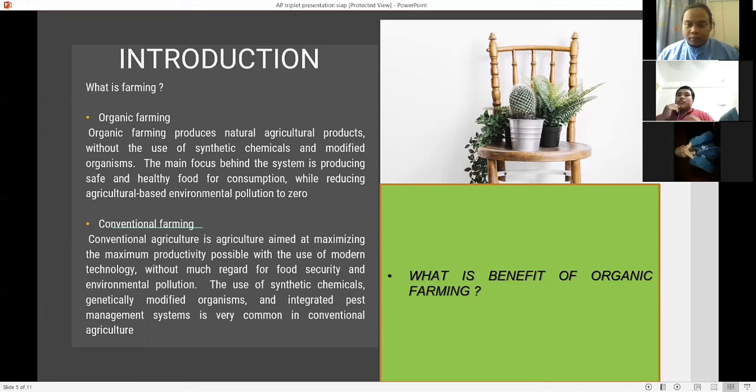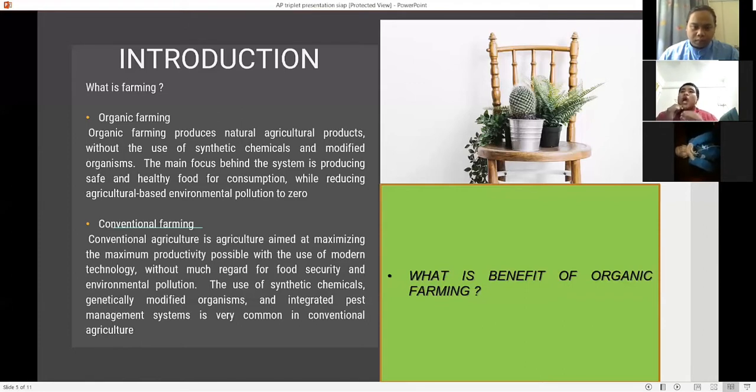First, organic farming. Organic farming produces natural agriculture products without the use of synthetic chemicals and modified organisms. The main focus behind the system is producing safe and healthy food for consumption while reducing the agriculture-based environmental pollution to zero.